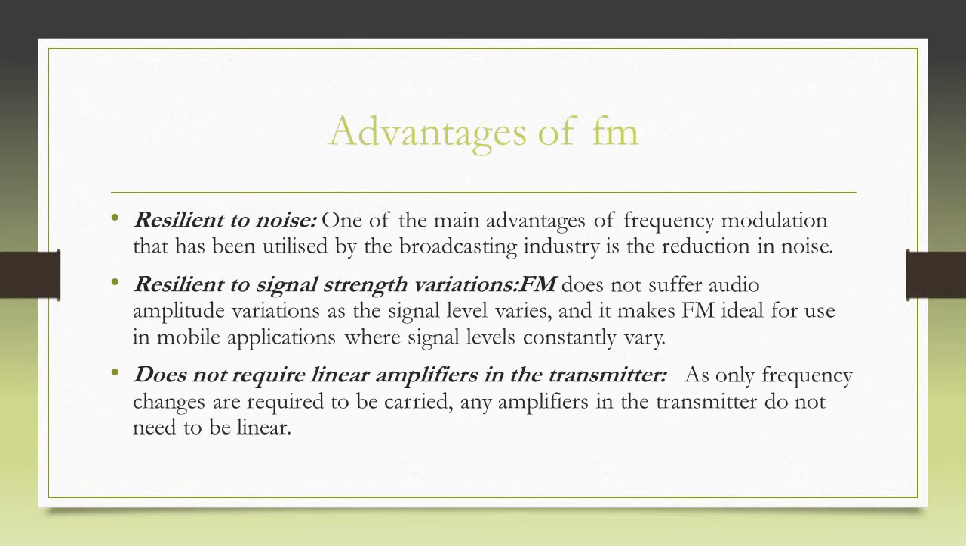Advantages of FM: resilient to noise. One of the main advantages of frequency modulation that has been utilized by the broadcasting industry is the reduction in noise. Resilient to signal strength variations. FM does not suffer audio amplitude variation as the signal level varies, and it makes FM ideal for use in mobile applications where signal level constantly varies. Does not require linear amplifiers in the transmitter. As only frequency changes are required to be carried, any amplifier in the transmitter does not need to be linear.